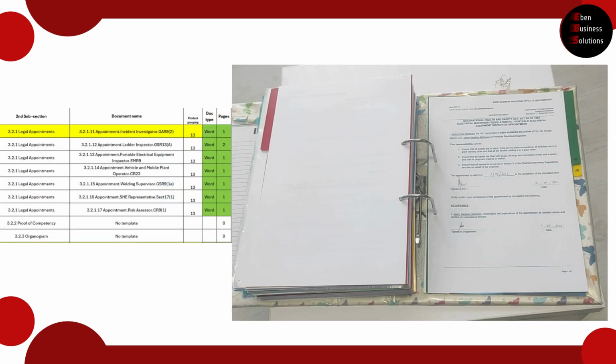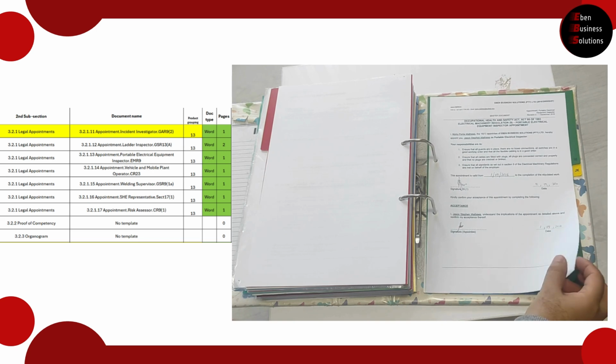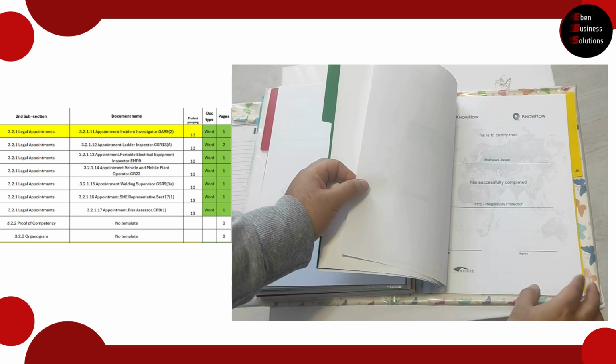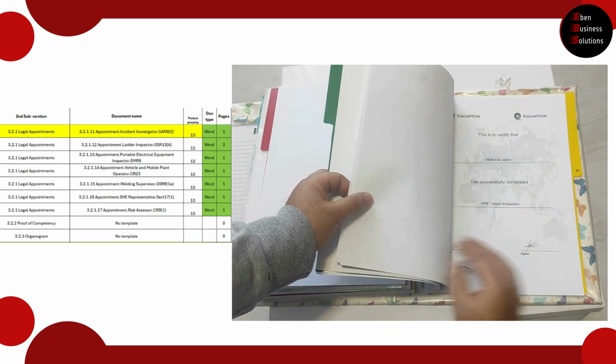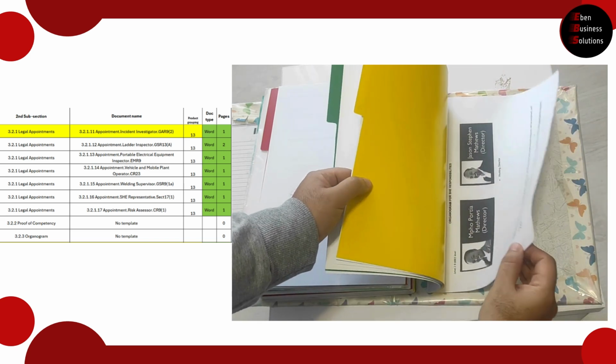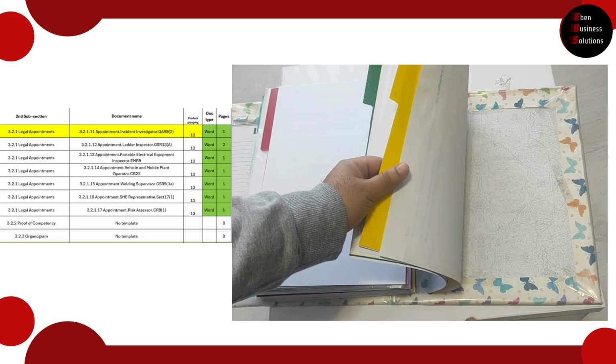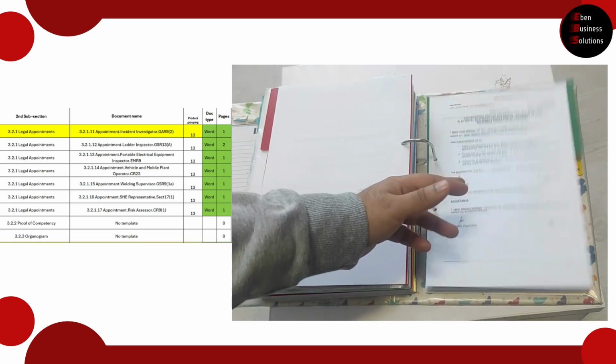other appointment letters include incident investigator, ladder inspector, portable electrical equipment inspector, vehicle and mobile plant operator, welding supervisor, chief representative, and risk assessor. And thereafter, if there's any certificates regarding competencies, you can place it in the file regarding different types of training. And wherever there's an organogram, that's section 3.23, that can be placed into the file.